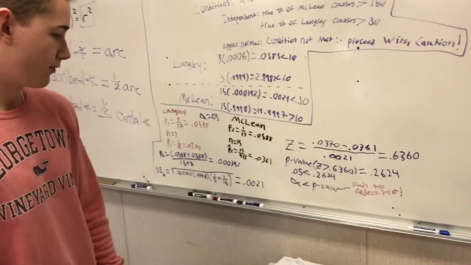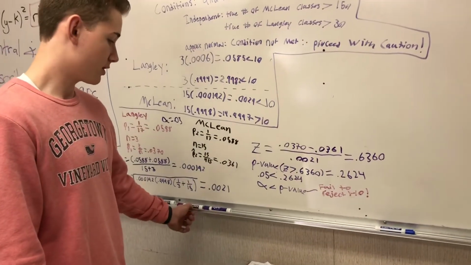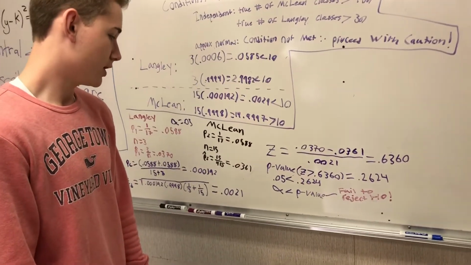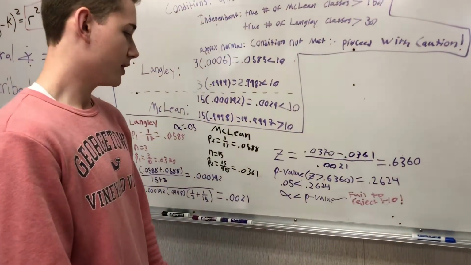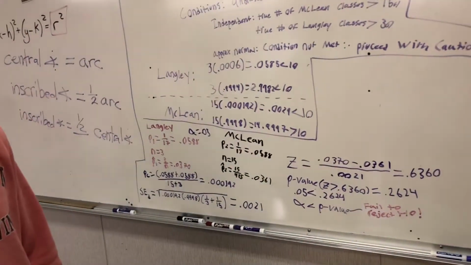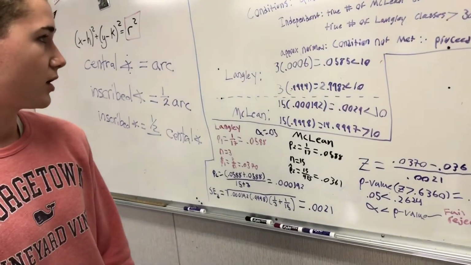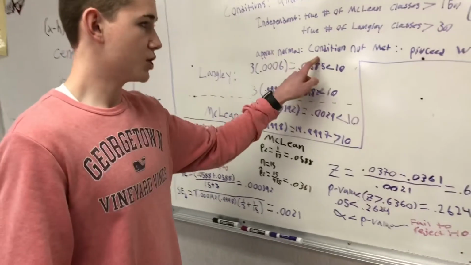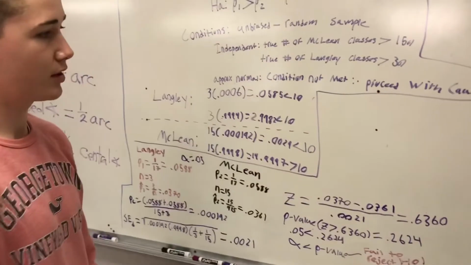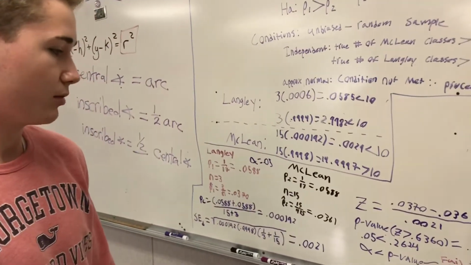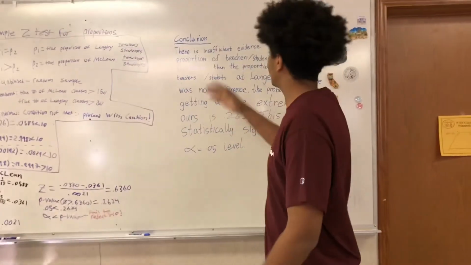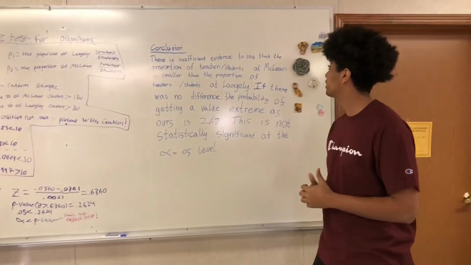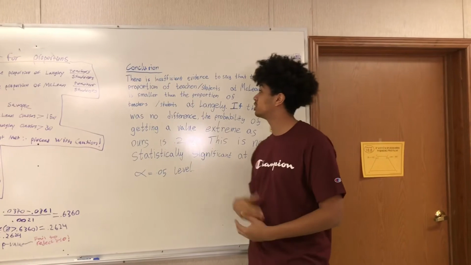So then if our alpha value is 0.05, that's what we use, then our p-value is greater than the alpha value, so we have to fail to reject the null hypothesis. But the normality condition wasn't met with such small sample sizes, so we had to proceed with caution when doing this. Dun dun dun.